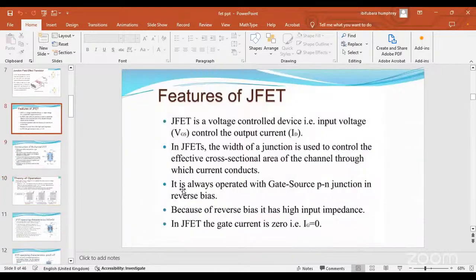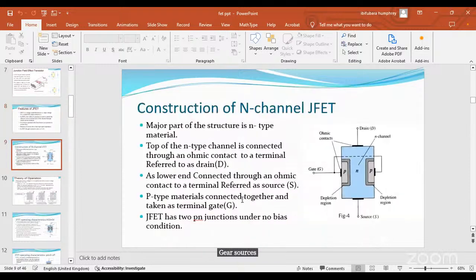So it is always operated with the source-gate PN junction in reverse bias. Because of reverse bias, it has a high input voltage. In a JFET, the gate current is 0. The gate current is 0 because the gate-source is always reverse biased.